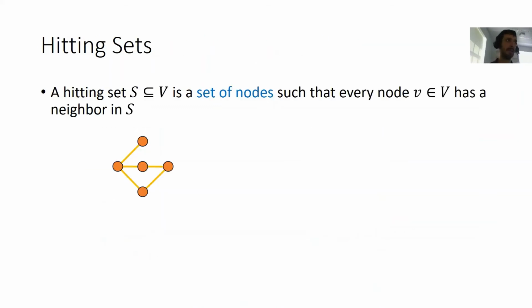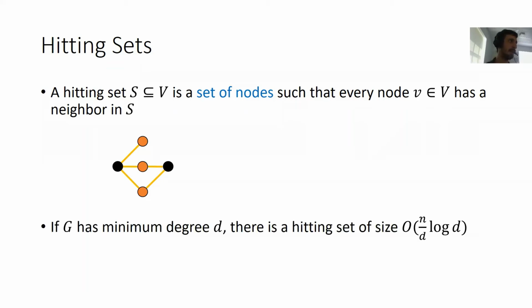So what is a hitting set? A hitting set is a set of vertices such that every node in the graph has a neighbor in S. So in this example, the black vertices are a hitting set on the graph because every vertex has a neighbor to a black node. And it can be shown that if G has a minimum degree D, then there is a hitting set of size order of n over D times log D. And furthermore, this set can be found fairly simply using a simple random sampling procedure.